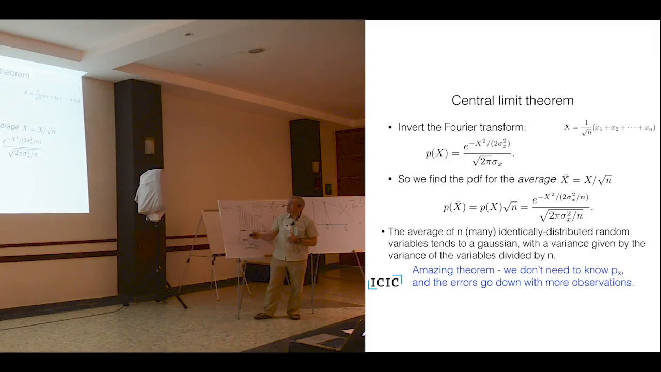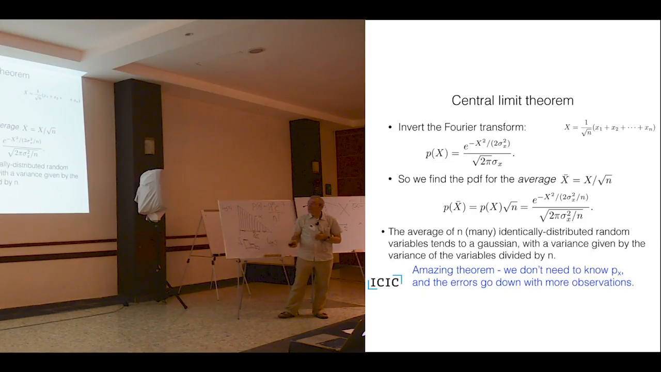So what does that tell us? Well, it tells us that the probability distribution for the mean of a large number of observations that are identically distributed and independent is a Gaussian with zero mean, because this was the case that we considered, and with a variance which is given by the variance of the individual observations divided by n. Okay, so this is a Gaussian with width sigma x over root n.